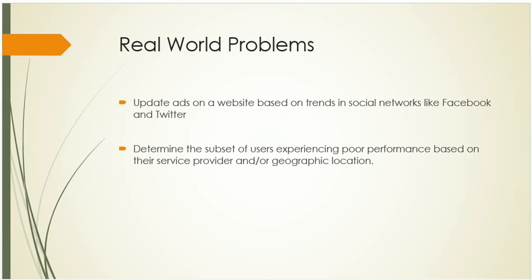Many of these applications can afford to trade result accuracy for response time and space. The examples of such problems are update ads on a website based on trends in social networks like Facebook and Twitter, determine the subsets of users experiencing poor performance based on their service provider or geographic region.